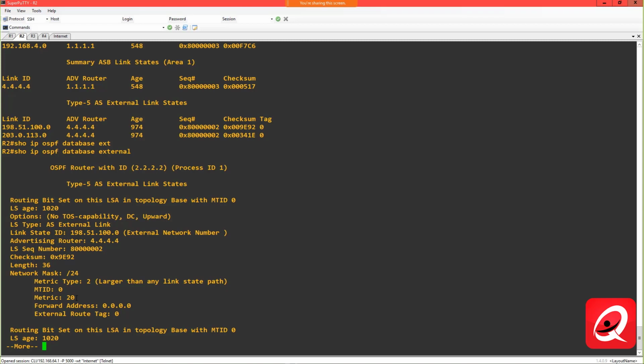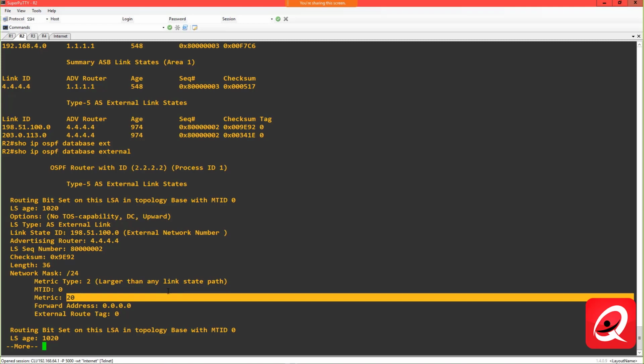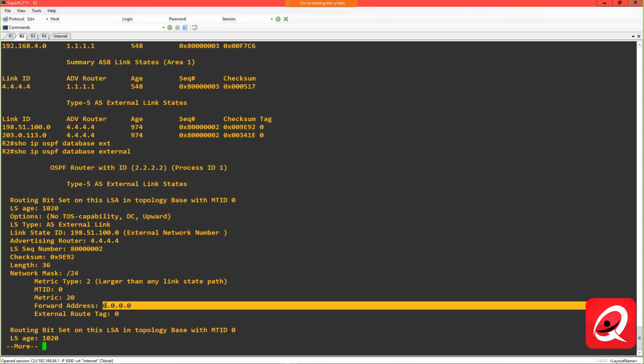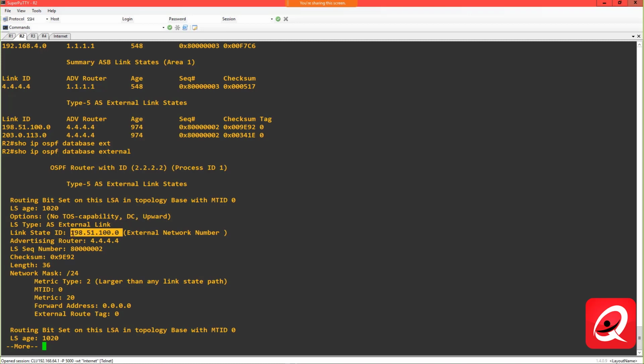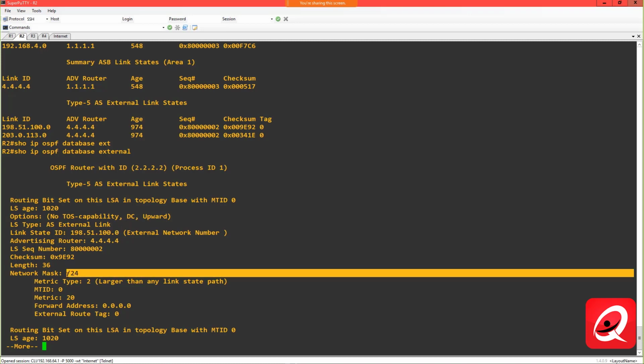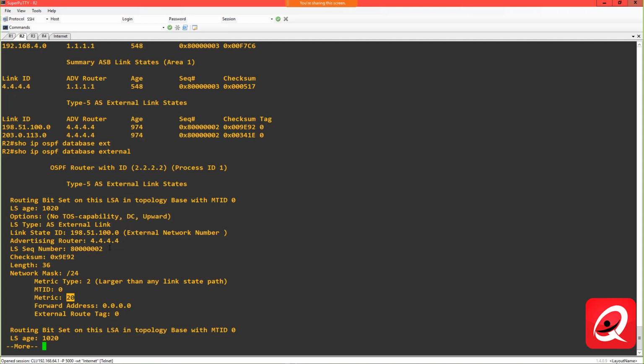This is the default seed metric for redistributed routes into OSPF, which is a cost of 20. The forwarding address is actually zeroed out here. That's definitely something that we'll spend some time talking about later on when we get into the traffic engineering section. All right. So what's interesting about this is that it describes the external link. The link state ID is the actual network ID of the external route. It describes the prefix. It describes the metric. And I guess to an extent, it also describes the router ID of the router that's originating the external route.